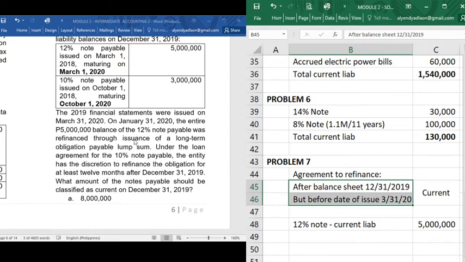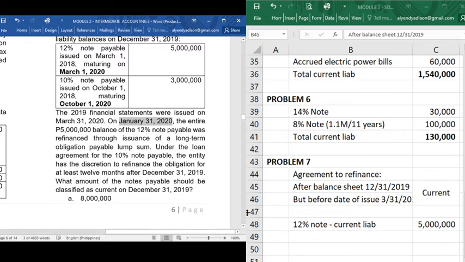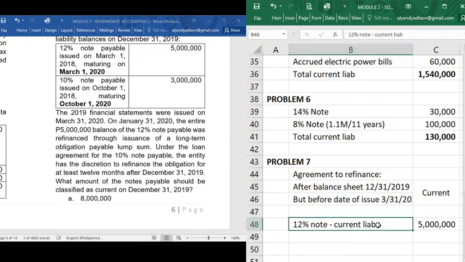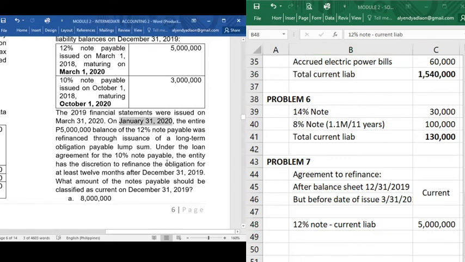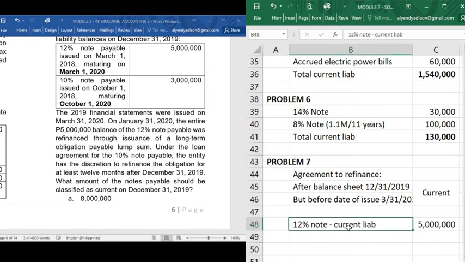But it happened only on January 31, 2020. So meaning we will not change it yet. But when we get to 2020, it will be transferred. Okay? That is, when we reach January 31, 2020, we will transfer it from current to non-current. As of now, that is still a current liability. Okay, if you have questions regarding this one, you may ask me in our video conference.